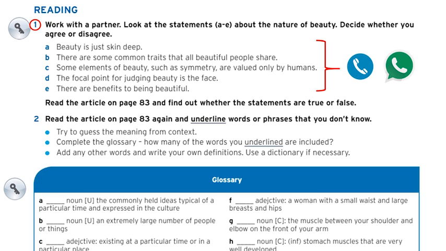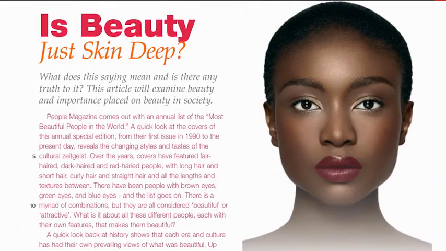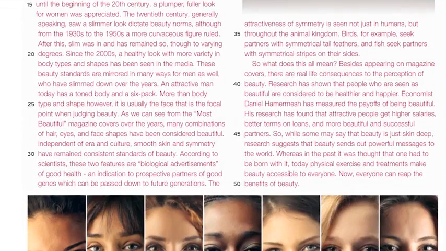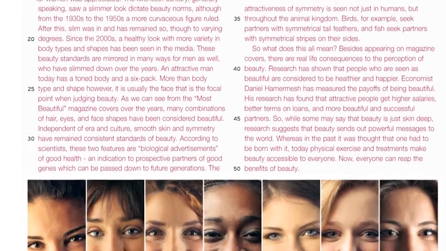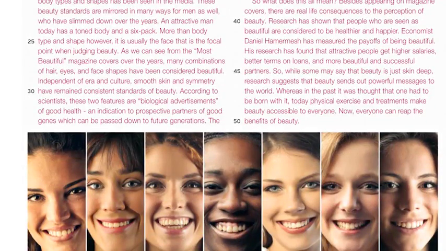Nice, well done. Now we're gonna read the article on the page 83 and find out whether the statements are true or false. Okay, so let's go to the page 83. Here we have the lecture. You can read it here, but I would highly recommend you that you read it on your book. If by any reason you don't have your book, pause the video, take your time, read the lecture, and play the video again when you are done.